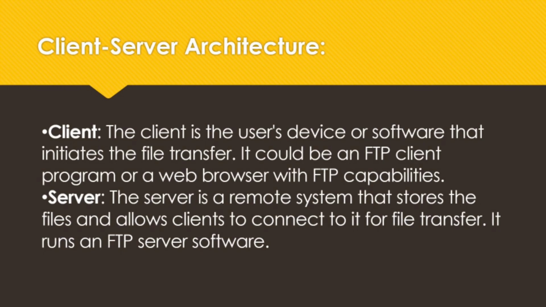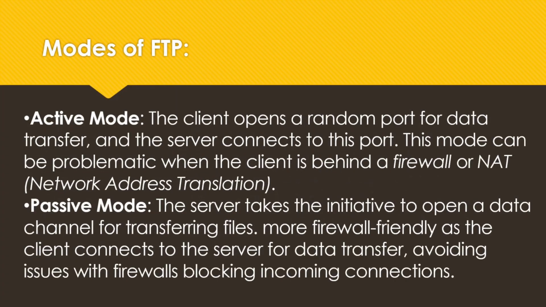Now we will talk about the different modes available in the FTP protocol. Active mode. The client opens a random port for data transfer and the server connects to this port. This mode can be problematic when the client is behind a firewall or NAT, that is Network Address Translation. Passive mode. The server takes the initiative to open a data channel for transferring files. This mode is more firewall friendly as the client connects to the server for data transfer, avoiding issues with firewall blocking incoming connections. Now we are going to talk about these modes in detail.